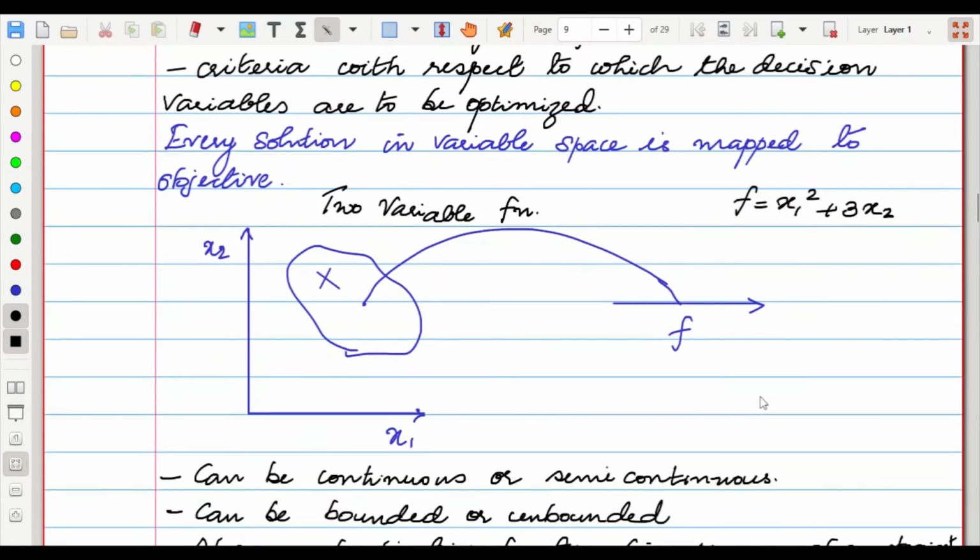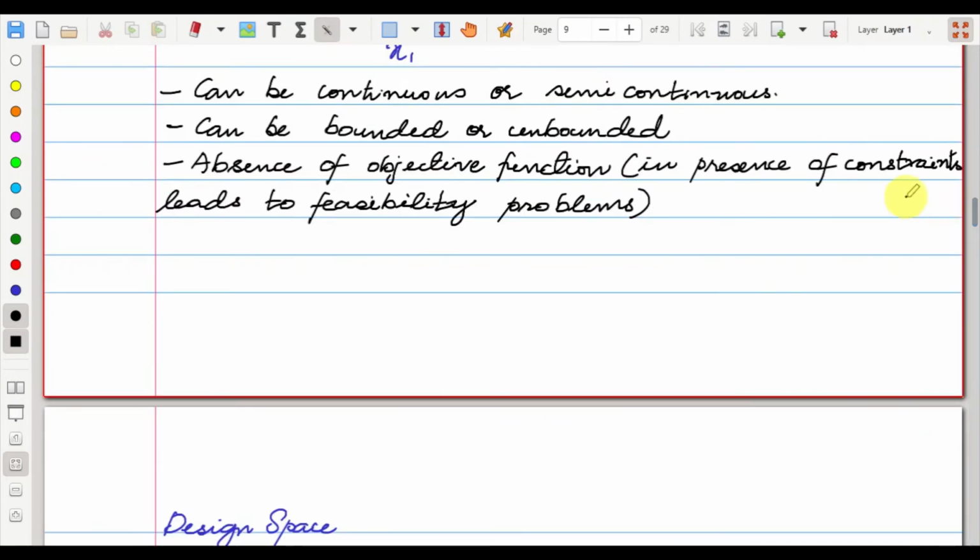Here we have two variables, x1 and x2. Every solution in this variable space must be mapped to the objective function. That is our aim. The function is x1 square plus 3x2. It can be continuous or semi-continuous, bounded or unbounded. There can also be an absence of an objective function, that is, an unconstrained optimization problem, while the presence of constraints leads to feasibility problems.